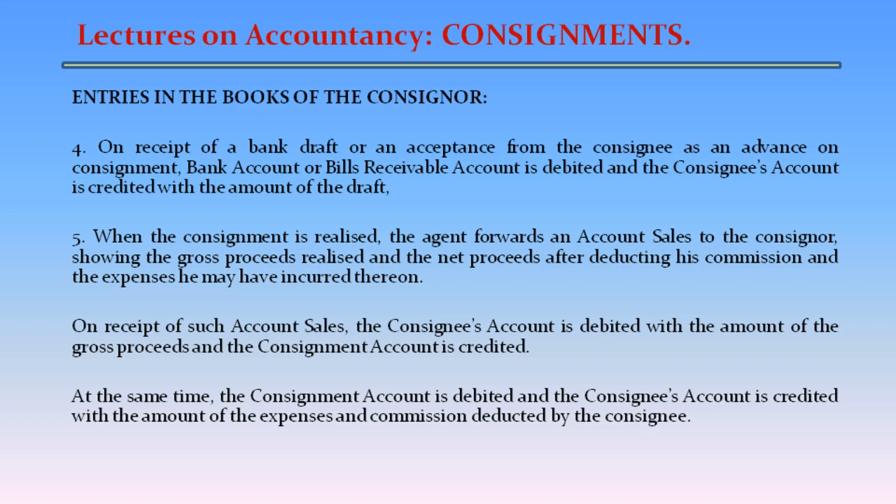5. When the consignment is realized, the agent forwards an account sales to the consignor showing the gross proceeds realized and the net proceeds after deducting his commission and the expenses he may have incurred thereon. On receipt of such an account sales, the consignee's account is debited with the amount of the gross proceeds and the consignment account is credited. At the same time, the consignment account is debited and the consignee's account is credited with the amount of the expenses and commission deducted by the consignee.